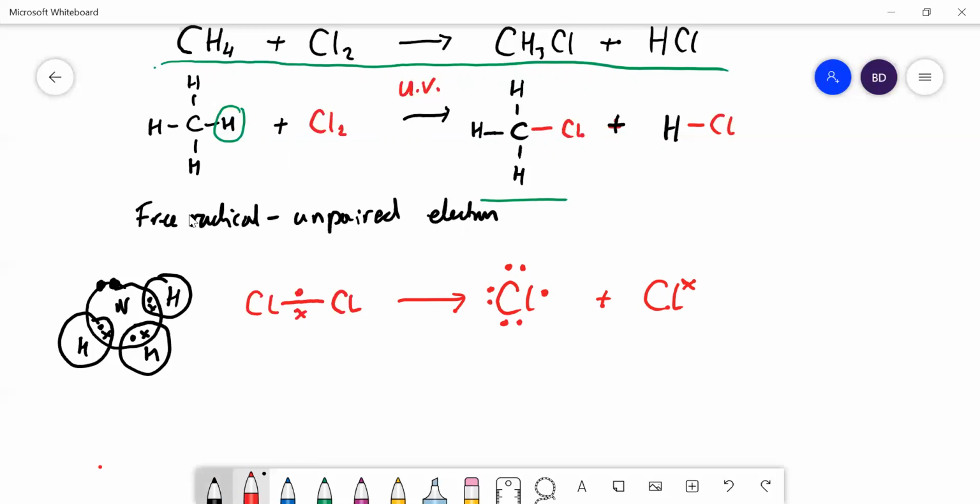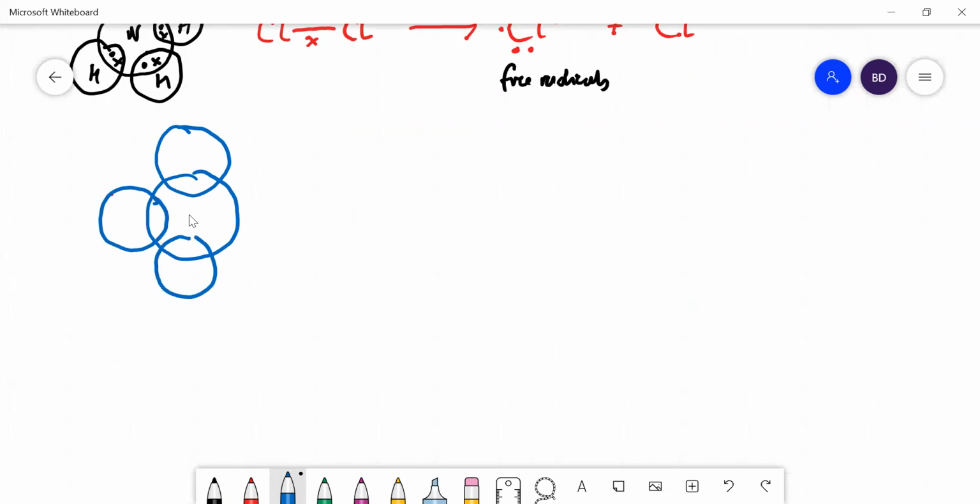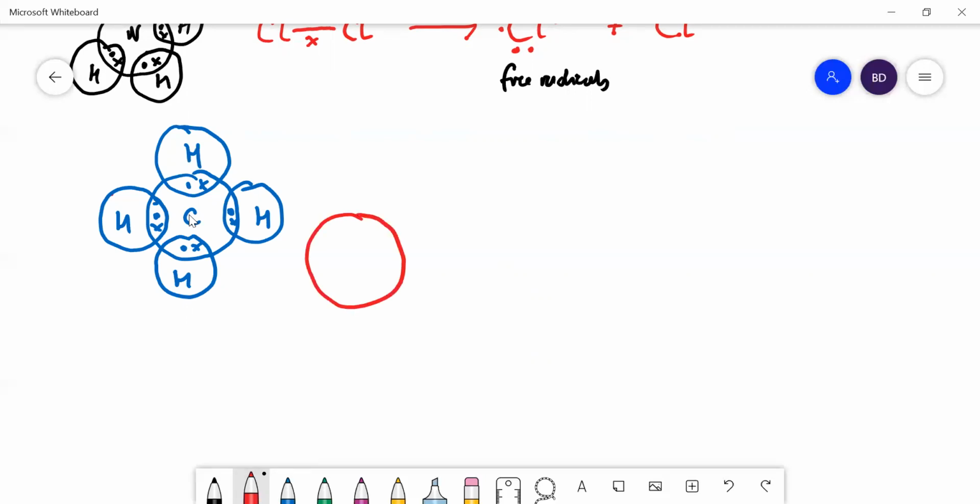These species with an unpaired electron, these are free radicals, and they're very reactive, and they react and they make sure that their unpaired electron gets paired up. Okay, so these 2 chlorine radicals, which are made by breaking up the chlorine by UV light, can then react with the methane. So I'm going to draw that. I'll draw methane here. So we've got 4 bonding pairs. Okay, along comes chlorine, the chlorine free radical, and it's got an unpaired electron.